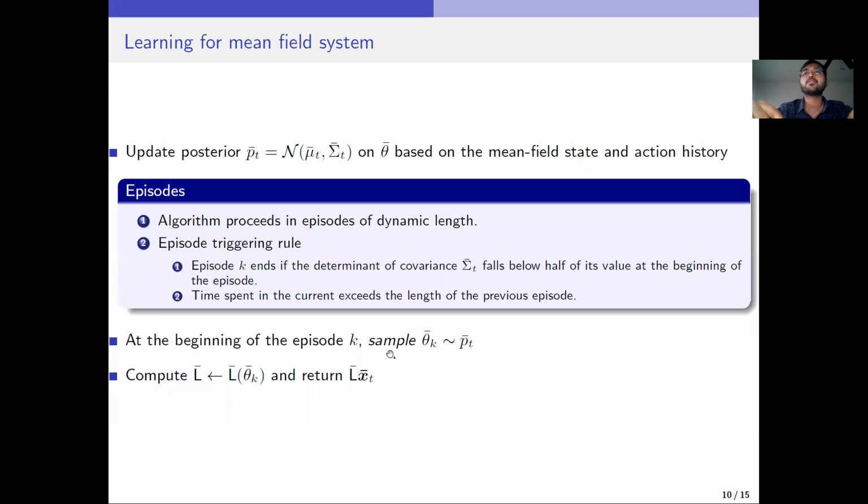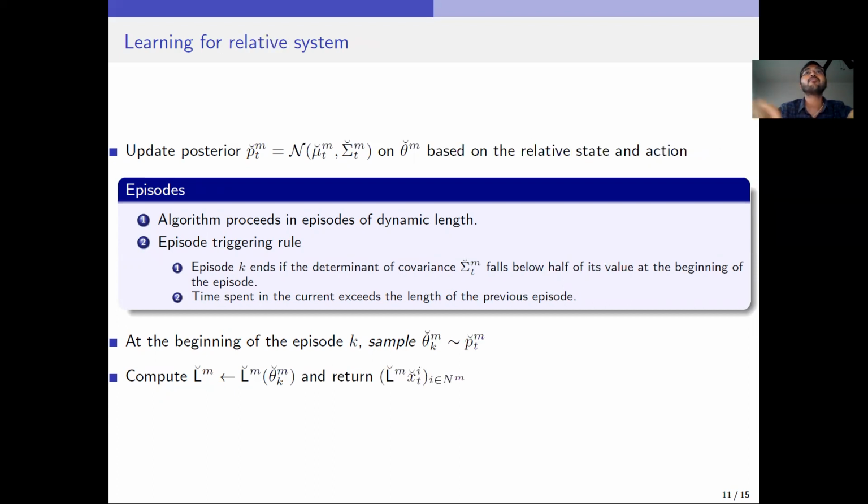And at the beginning of each episode K, we sample the new parameter theta bar K from the posterior P bar, and we compute L bar of theta bar K and return L bar X bar T. Similarly, for the relative system, we have a separate posterior over theta brevem, and based on the relative state and actions, we compute this posterior, and we follow the same kind of episodic scheme which we used for the mean field system. At the beginning of episode K, we sample theta brevem K from the posterior, and we compute L brevem, which in turn is used to compute U brevem of T.